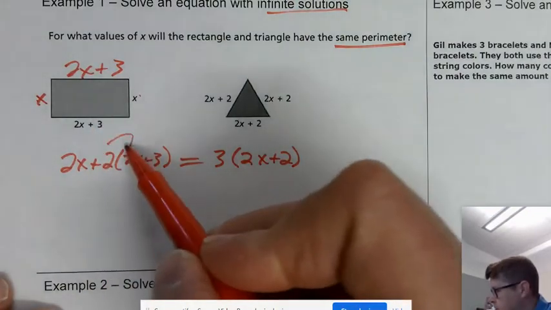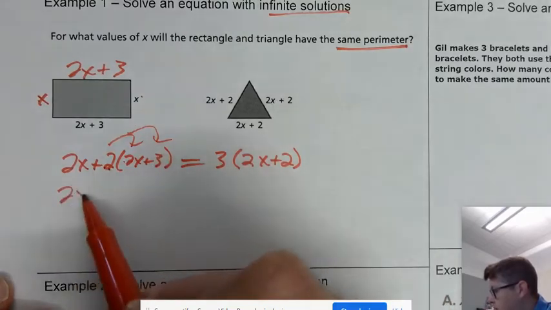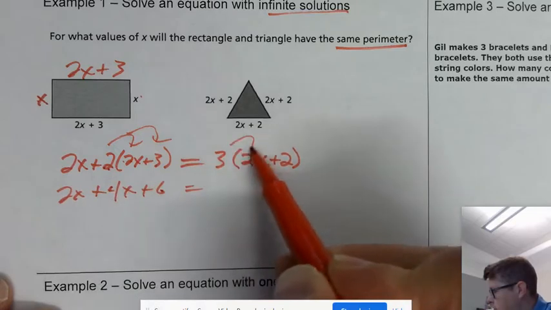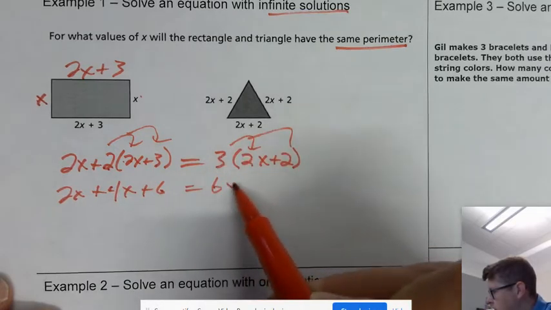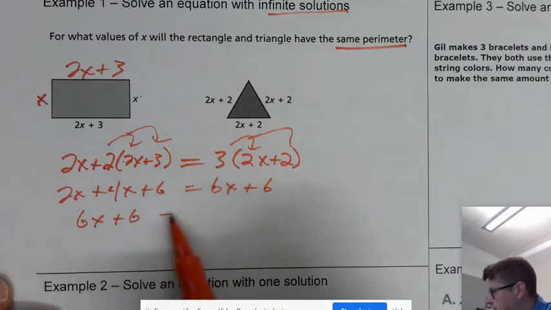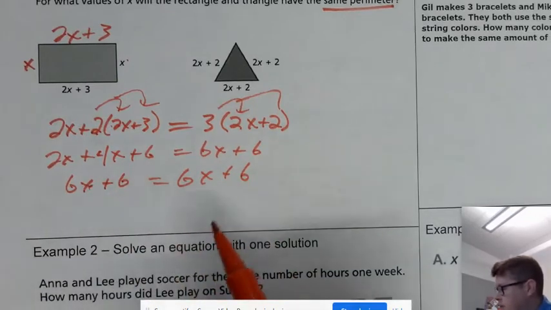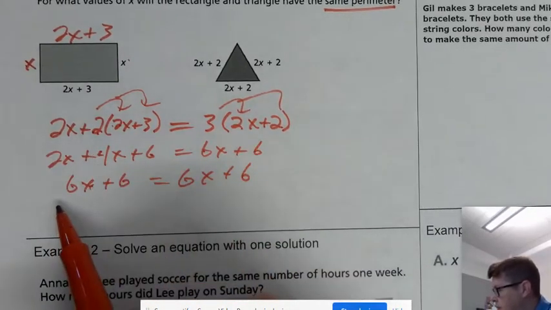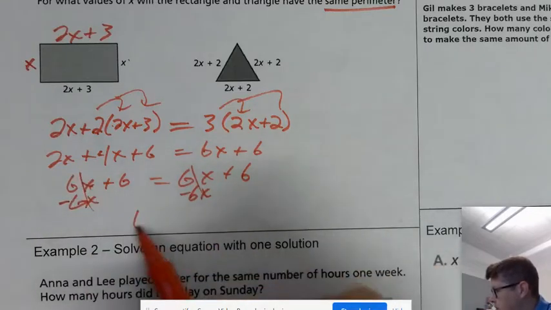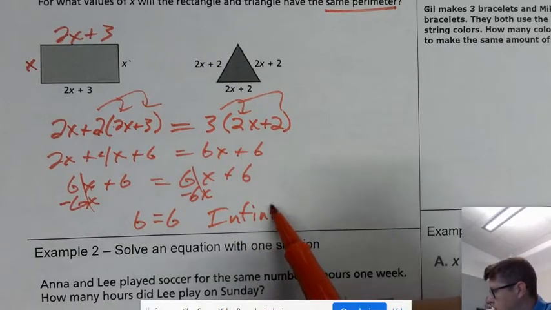Okay, so I'm going to distribute here. So I end up getting 4x plus 6, right? Okay, and we distribute here. We end up with 6x plus 6 right there. We simplify here. We get 6x plus 6. And we can kind of see we had that same situation in the previous one, where it's the same on each side, right? So I'm just going to subtract my x's from each other, cancel them out, and we get 6 equals 6. This is infinite solutions whenever you see something break down to this.